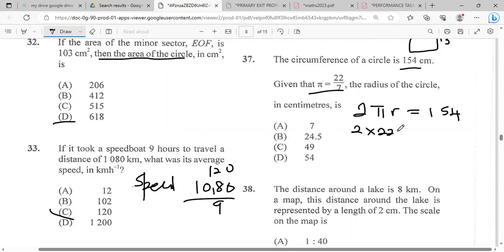So it's 22 over 7 times r, because we don't know what r is, but we know that it must equal 154. And again, everybody who is part of my channel must be able to transpose. What is being divided, we multiply, and what is being multiplied, we divide.